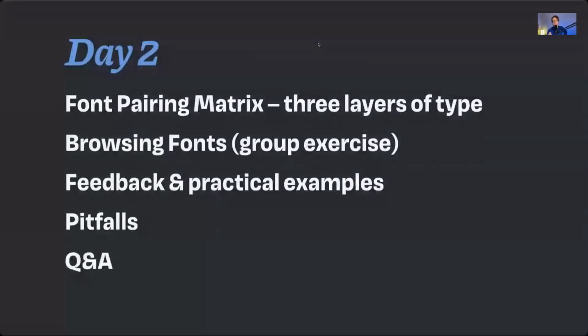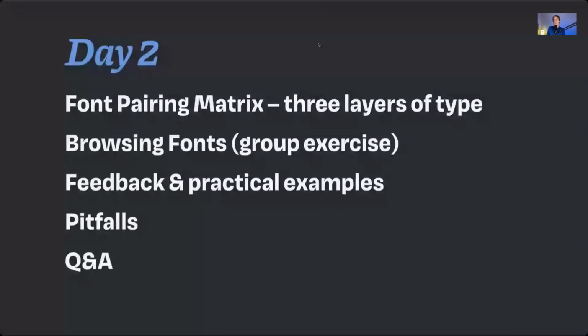Today, we're going to take a close look at the font pairing matrix. Then we'll browse some fonts with our new improved vision. I'll give you some feedback right at the beginning. I didn't add this in the agenda. And after that, just to break it up a bit and make it a bit easier and more casual, I'll also share some practical examples, some pitfalls, and there'll also be some time for a Q&A at the end.